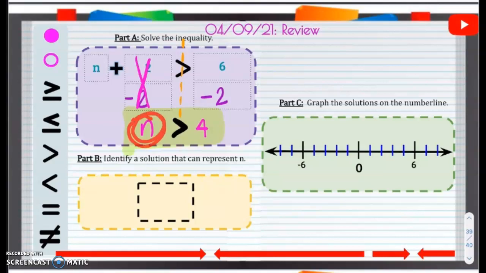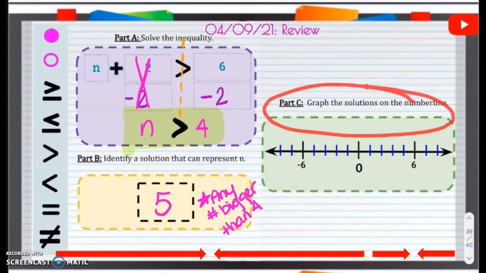So we're going to identify a solution that can represent n. So what number could be over here? Any number that you want to put in there that's bigger than 4, you can put there. I know 5 is bigger than 4. You can put any number bigger than 4.